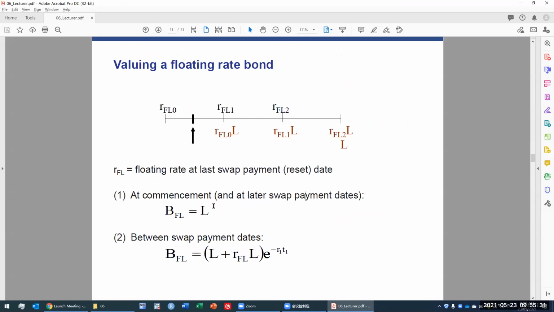If it's not at time 0, let's say we care about here. Let's say we are right here, and my next payment is going to be RFL0. Oops, I have to share there. Don't worry, we'll get used to this. Technology.